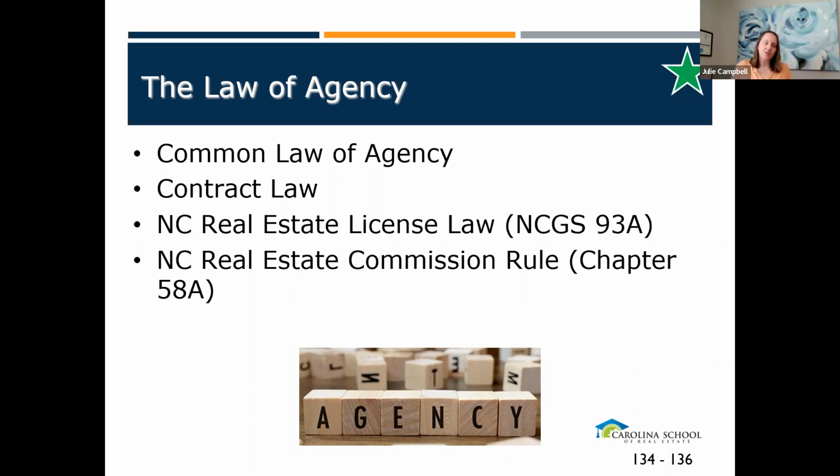As a result of the Adena lawsuit, it caused other states to reevaluate their agency and to reevaluate how we represent buyers and sellers in the transaction. And in the mid-90s, the North Carolina Real Estate Commission introduced buyer's agency to North Carolina.